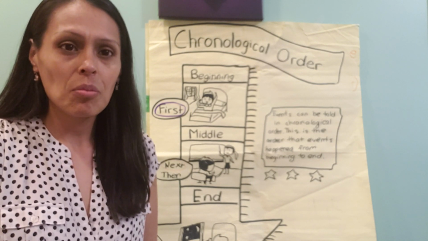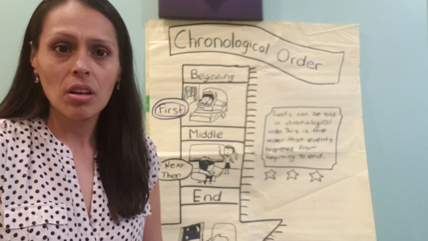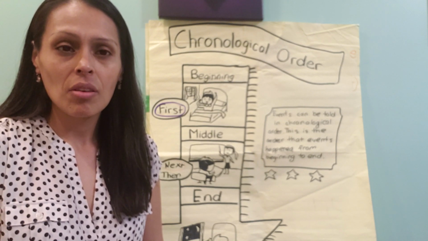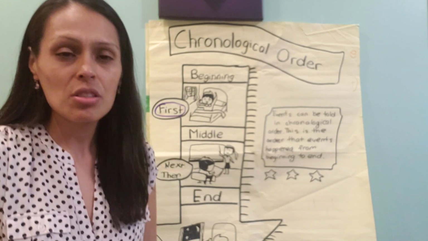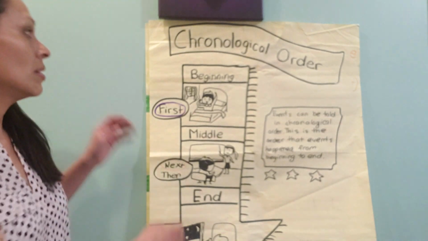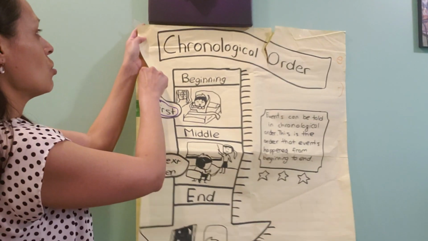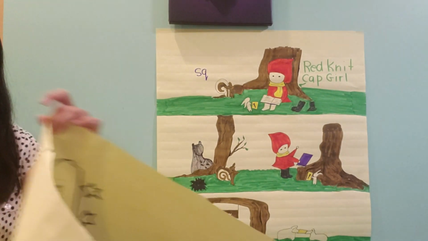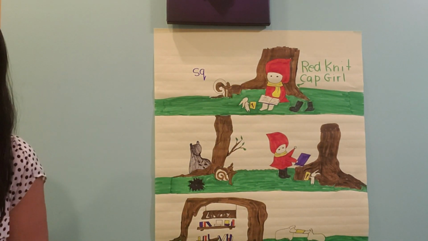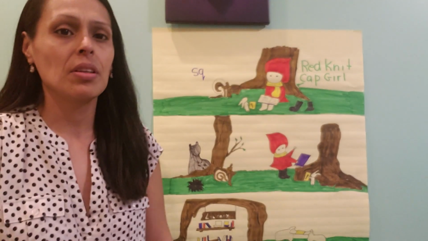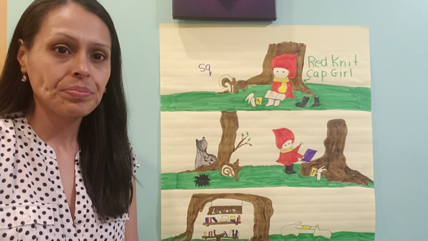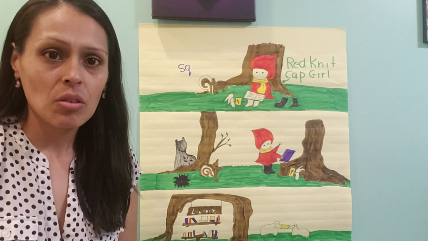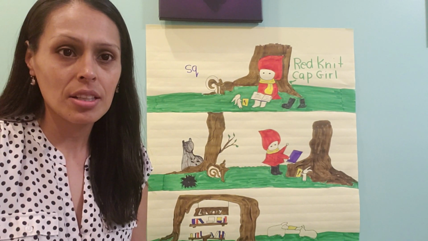Okay, and to help you, I had Isabella draw the beginning, middle, and end, and I'm just going to focus with you right now on the beginning part, okay, to help you to get some ideas. So I'm going to take this chart down, and now I have this chart. And this chart is the major events that happen with Red Knit Cap Girl. So I always want to build on the ideas that I already know. So we already know the characters and the setting.